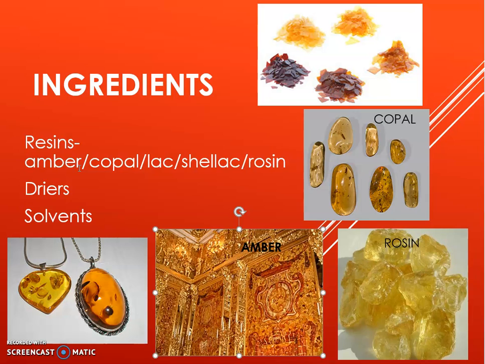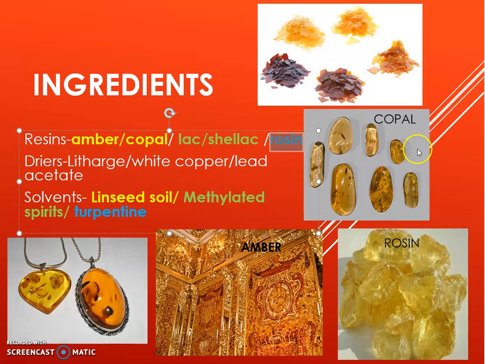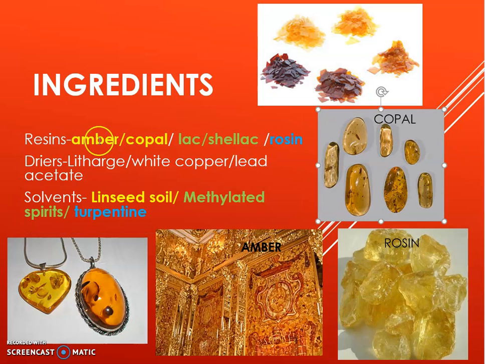And then you have a dryer. Now what is the function of a dryer? As the name suggests, once you have this solvent and resin mix, the job of the dryer is to accelerate the process of drying. The commonly used ones are litharge, white copper, and lead acetate. So what I have tried to do is give the same color. Amber and copal are used with linseed oil as solvent. Shellac is used with methylated spirits, whatever is in green, the green type of solvent is mentioned here.